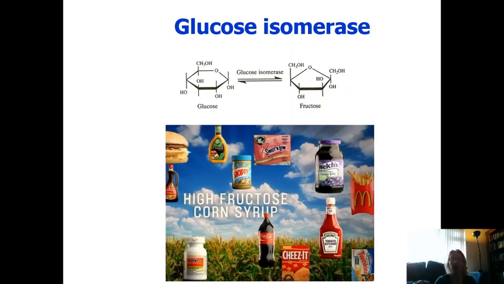So glucose isomerase is when they either convert glucose to fructose or fructose to glucose. And that's used a lot in the food industry. So things like the production of jams, things like tomato ketchup, all of these products contain fructose that's made through this process, where they've converted the glucose to fructose using the glucose isomerase.